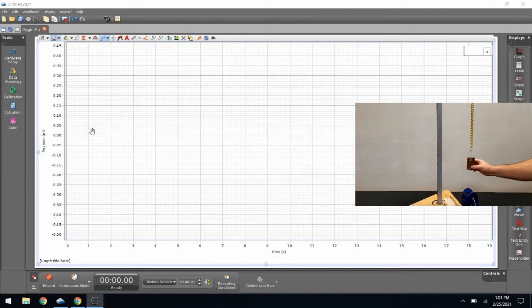Pull it down, 3, 2, 1, release. And let's go ahead and record the data.